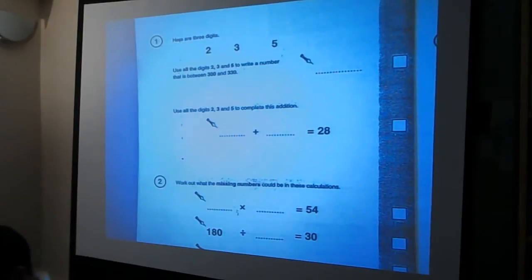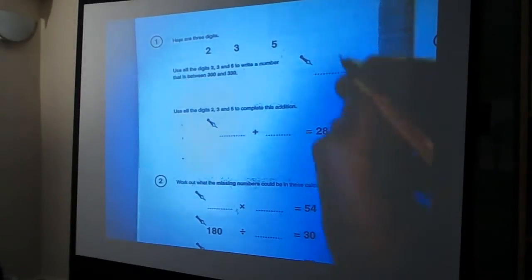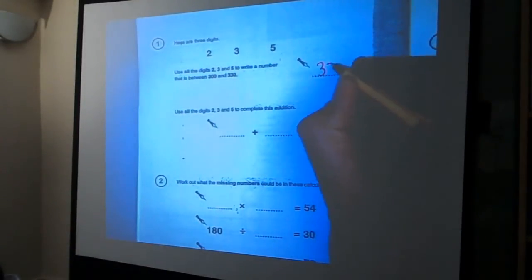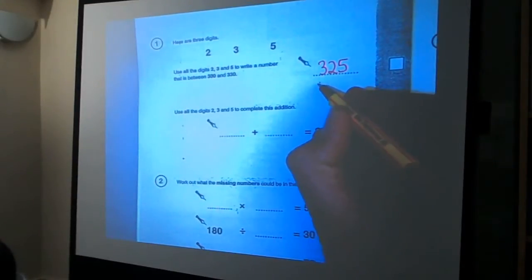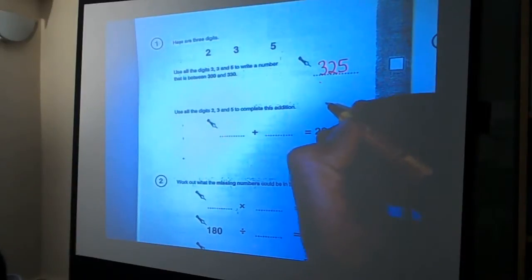Right, okay. Here are 3 digits. Use all 3 digits, 2, 3 and 5 to write a number that is between 300 and 330. So, Ruqayya, what did you write for that one? 325. So, we got 300 and 25. Okay, has anybody got anything different? We can have 300 and anything else?